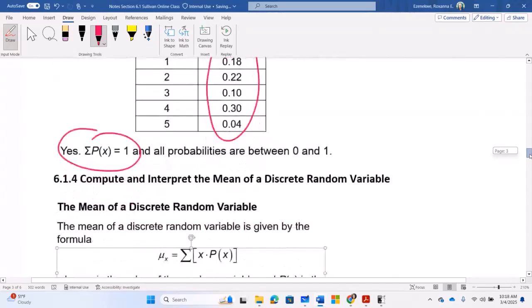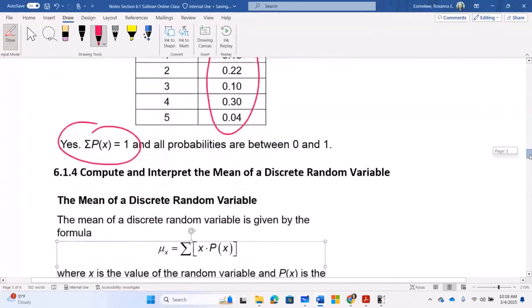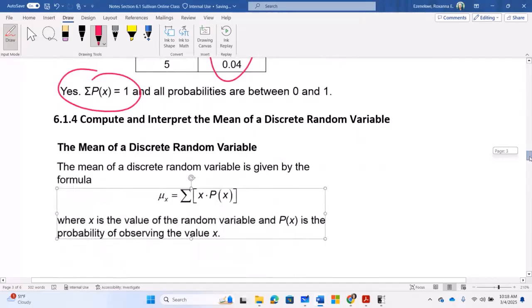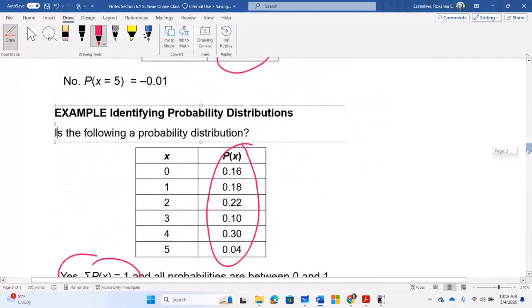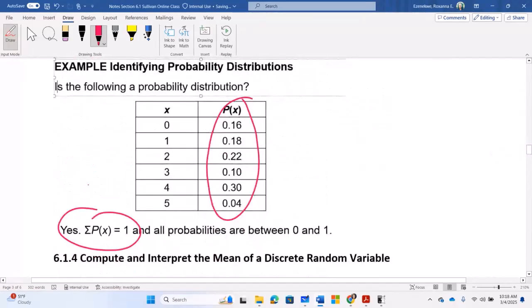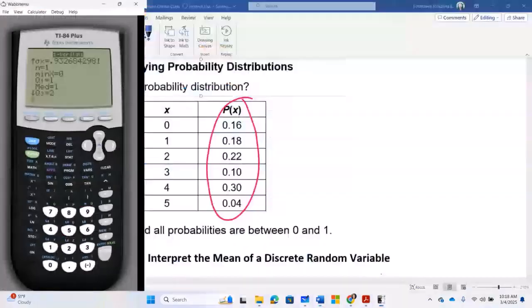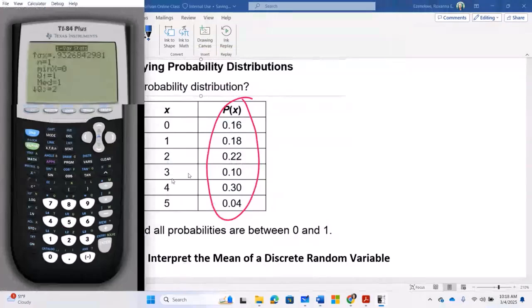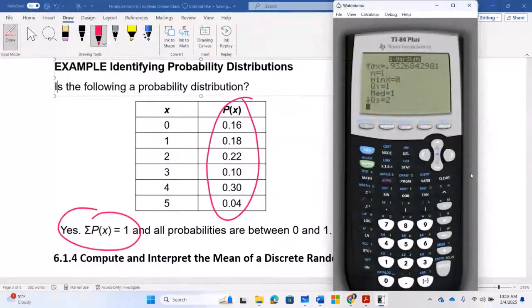I'm showing you examples so that you can compute and interpret the mean. So the same thing, you put this one in L1 and L2, compute and interpret the mean. And let's do that again. One last example of computing and interpreting the mean, so we can go to binomial. All right.